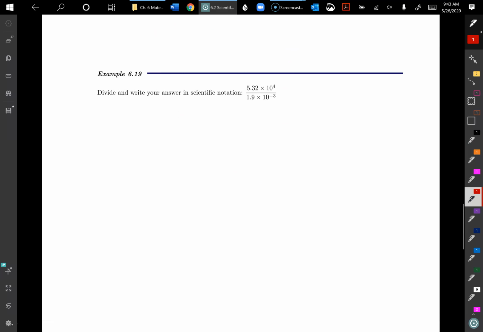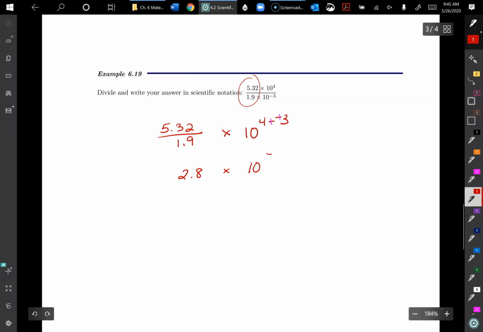So now we're looking at example 6.19, divide and write your answer in scientific notation. So again, we're going to deal with the coefficients first. So we're going to pull those out and calculate. Then we'll have 10 to the 4 minus 3, or minus negative 3, because remember, we're subtracting when we have the quotient rule, okay? Okay, so now we have 2.8 times 10 to the 7th.